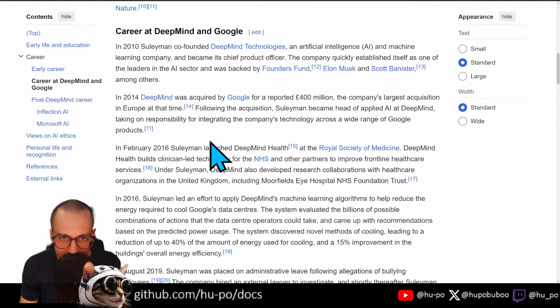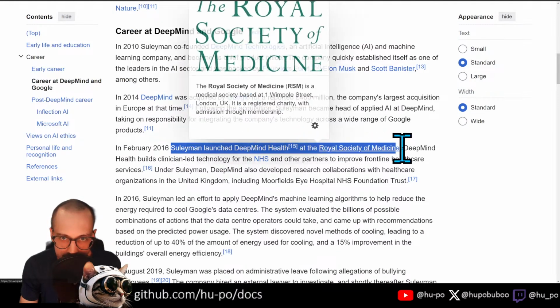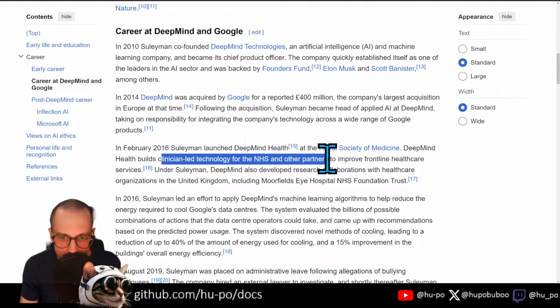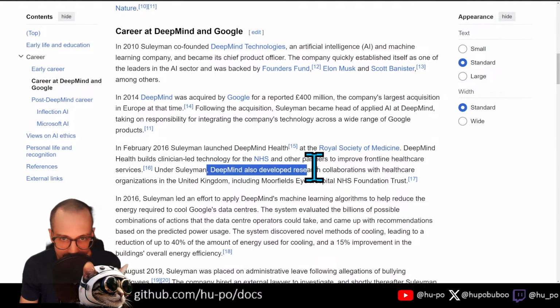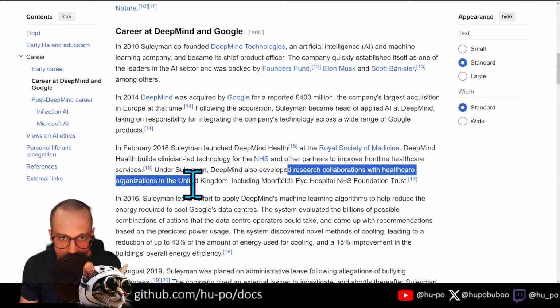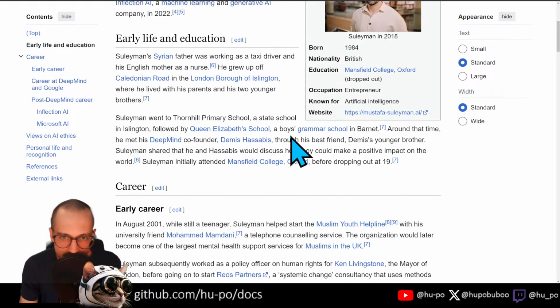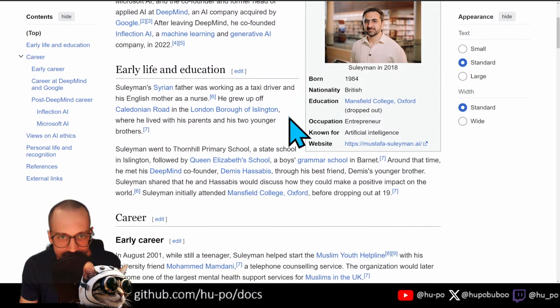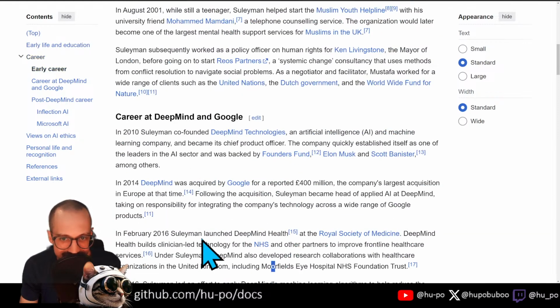Yeah, Suleiman launched DeepMind Health at the Royal Society of Medicine. DeepMind Health builds clinician-led technology for the NHS and other partners. DeepMind revealed research collaborations with healthcare organizations. So what is this guy's competitive moat?